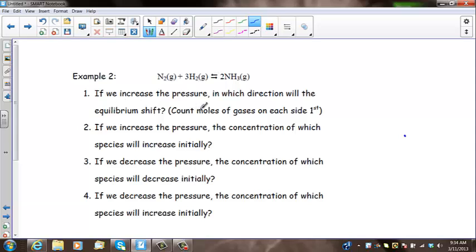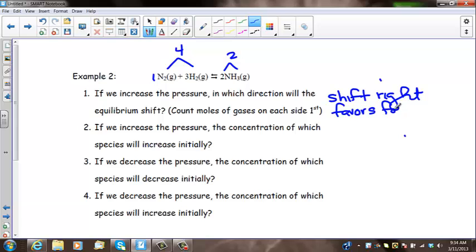if we increase the pressure, in which direction will the equilibrium shift? So we're going to count the moles on each side. I have 1 N2 and 3 H2, which is a total of 4, versus 2 here. So if I increase the pressure, it shifts to the side with the least number of moles. It's going to shift right. So it favors the forward reaction.